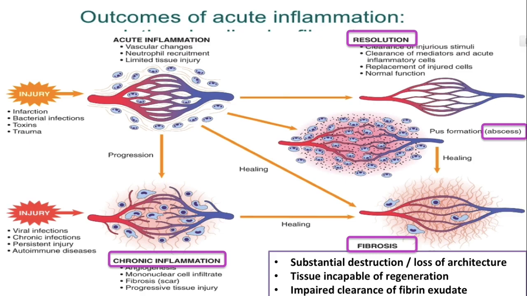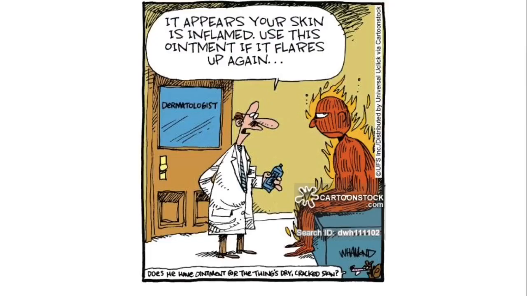And the third factor that would favor fibrosis is impaired clearance of fibrin exudate. We talked about this earlier in terms of the morphological patterns of acute inflammation. So if there is a lot of fibrin exudate which you cannot clear, then a lot of granulation tissue and fibroblasts will come into that site, and therefore fibrosis will be more likely. So now let's look at the systemic effects of inflammation.